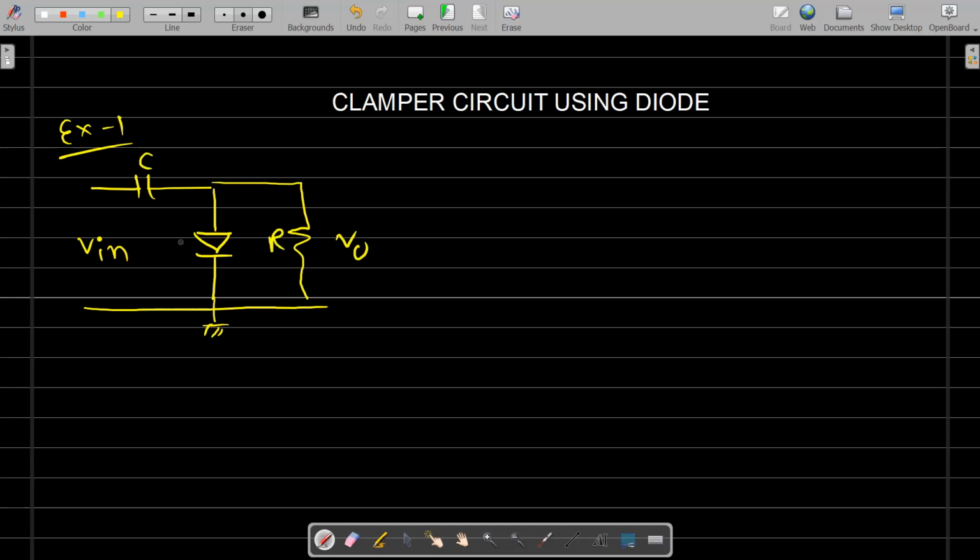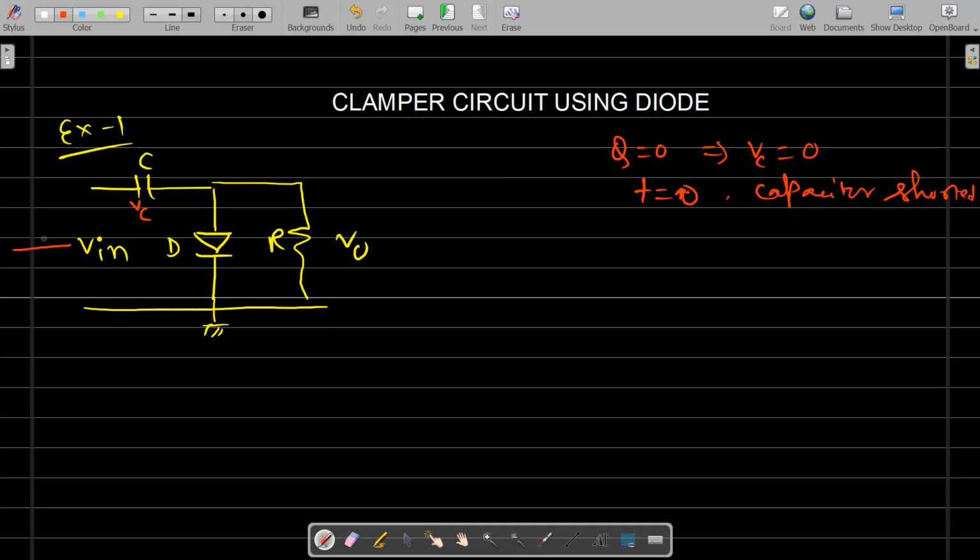Just to simplify our analysis, we assume that the diode is an ideal diode. That is, when the diode is on, it will be replaced by a short circuit, and when the diode is off, that is reverse biased, the diode will be replaced by an open circuit. At the beginning, we assume that there is no previously stored charge inside the capacitor. That means the voltage across the capacitor, VC, is 0. If Q equals 0, of course the voltage across the capacitor will be 0. So at time t equal to 0, we can say the capacitor is shorted. It behaves like a short circuit.